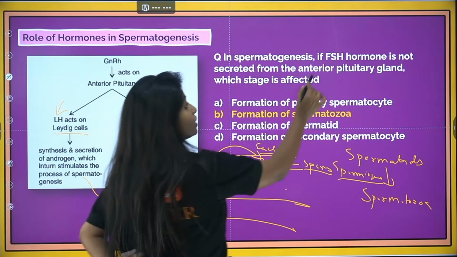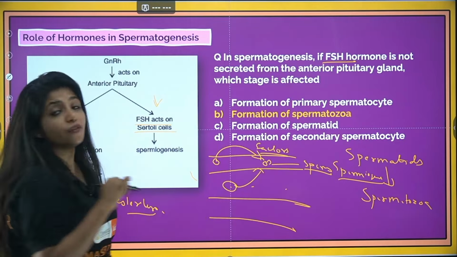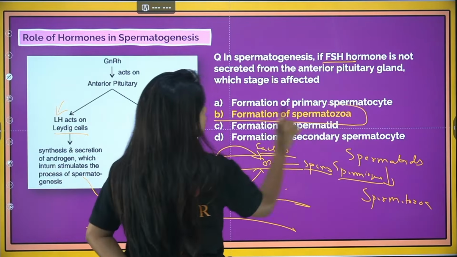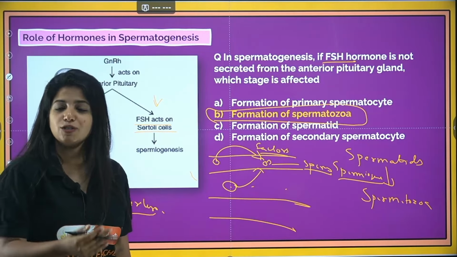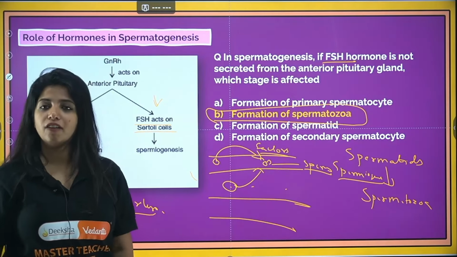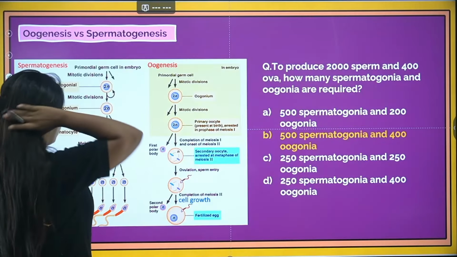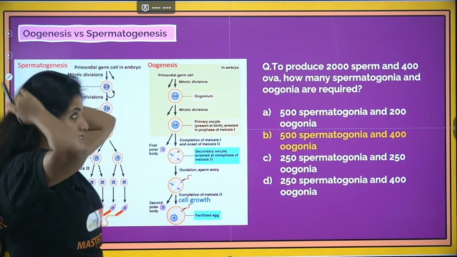So if at all you are asked, if FSH hormone is not being released, which is the thing that is affected? It is the formation of what? Spermatozoa. So indirectly, the process of spermiogenesis is getting affected. Cool? Cool. Now, oogenesis versus spermatogenesis. So these types of questions can come.